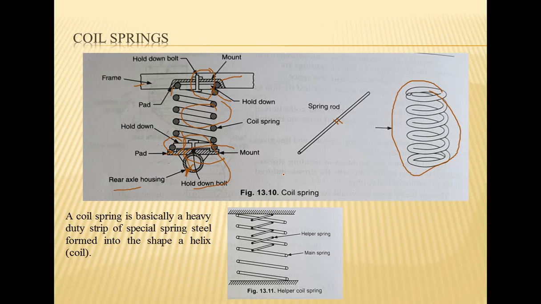Generally a coil spring is basically a heavy duty strip of special spring steel formed into the shape of a helix coil, as it is shown here. The load carrying ability of a coil spring depends on the wire diameter, the overall spring diameter, its shape, and the spacing of the coils. In use, one end of the spring rests on the vehicle frame and the other end rests on an axle or suspension member. When the load is applied, the spring contracts and the wire is twisted.